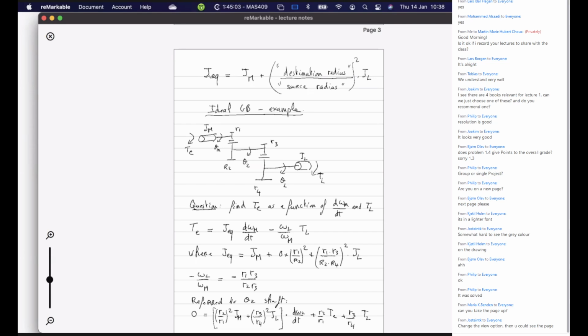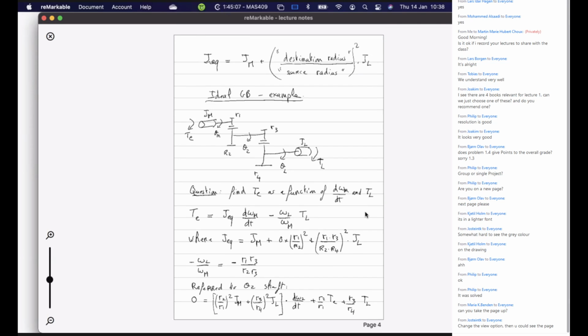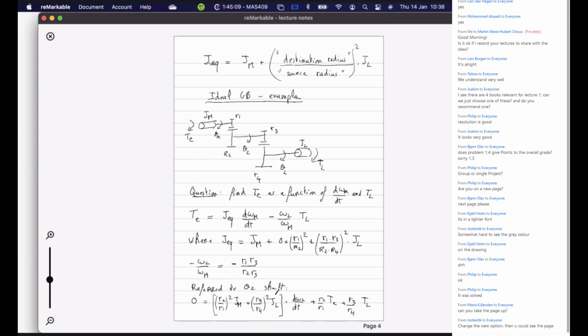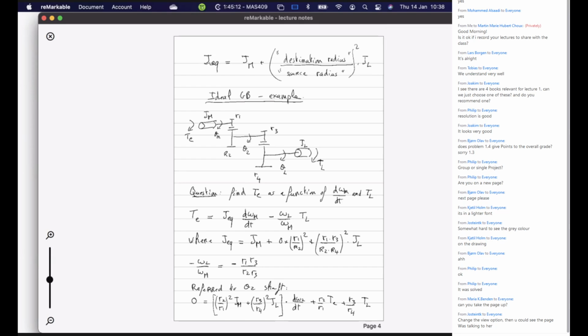If I change the view option, I don't understand this. Then I could see the page. That's a comment on the chat. Oh yeah, can you take the page up there? Okay, yes.